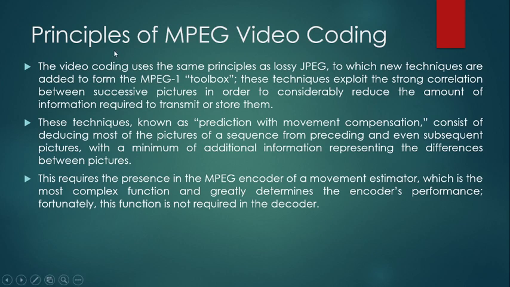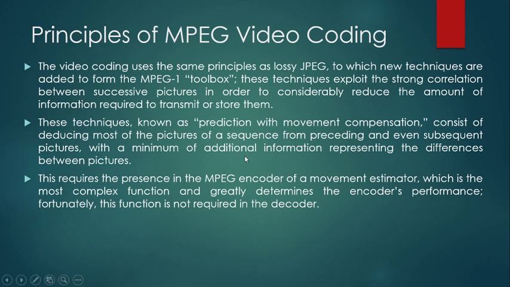Now the basic principle is the same as that of the lossy JPEG, to which new features are added. A technique called prediction with movement compensation was used. What we did was consider moving pictures, some preceding pictures and subsequent pictures, and what was common in them, or we went to predict some movement compensation. So only that difference was going to be sent. The minimum additional information we send represents the difference. Thus we compress, using fewer and fewer bits for transmission.